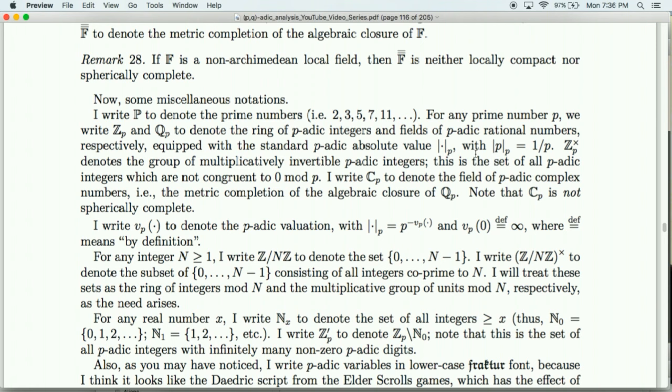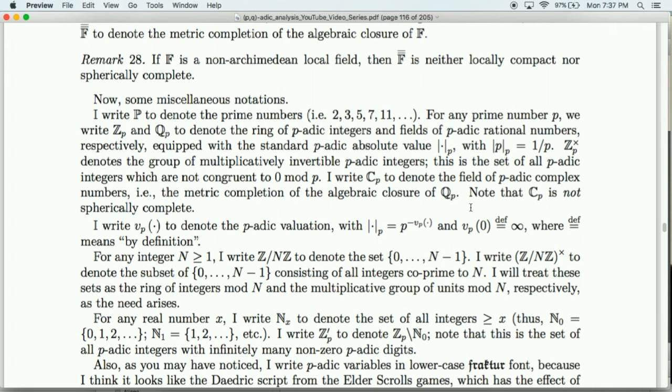|·|_p is the p-adic absolute value, which is defined multiplicatively by the formula |p|_p = 1/p in the usual way. Z_p^× is the group, the set of multiplicatively invertible p-adic integers, and this is a group under multiplication. This is the same thing as the set of all p-adic integers with unit p-adic absolute value, which is the same thing as the set of all p-adic integers which are not congruent to 0 mod p. C_p is the field of p-adic complex numbers, by which I mean the metric completion of the algebraic closure of Q_p. So C_p is the completion of the algebraic closure of Q_p.